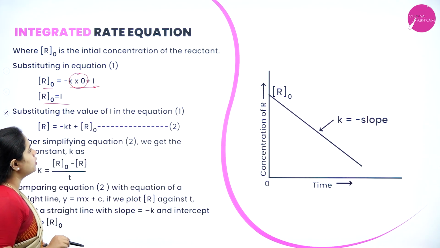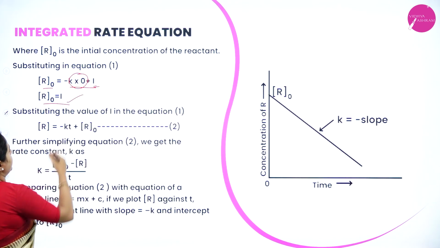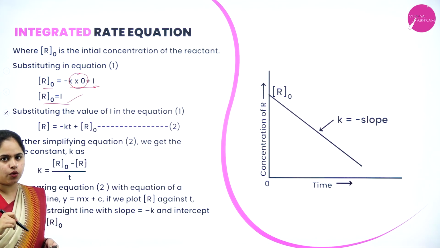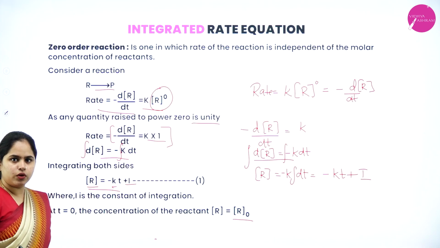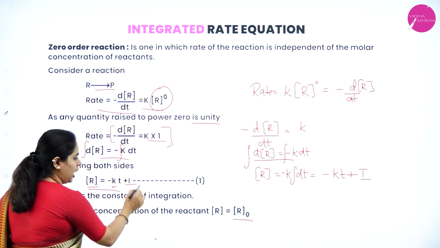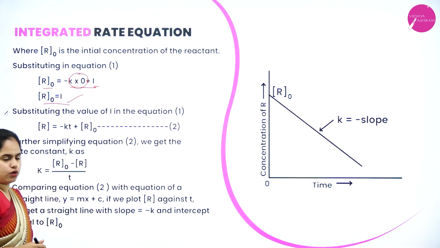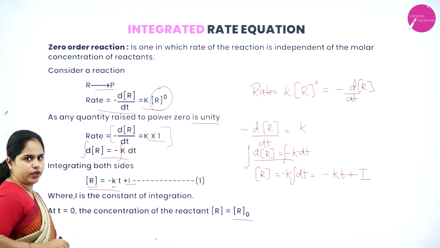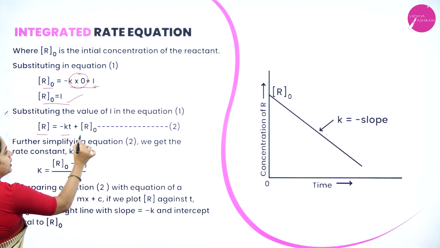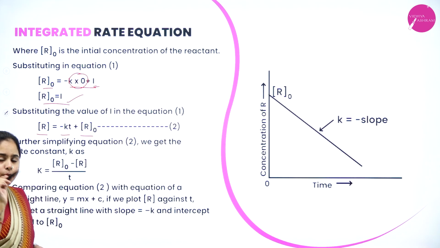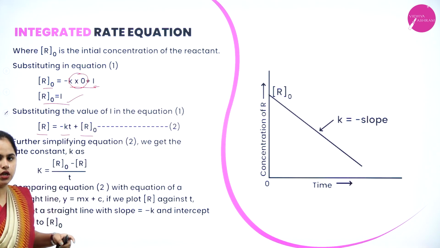Now, substituting the value of I in equation 1. We got the value of I. What is the value of I? R0. Now we are going to change I into R0. We derived that I is equal to R0, right? So we put R0 here. Now how does the equation become? R is equal to minus kt plus R0. In the place of I, we replaced it by R0. So this is the equation you now obtain.